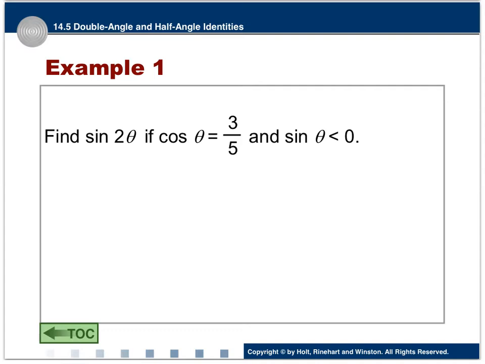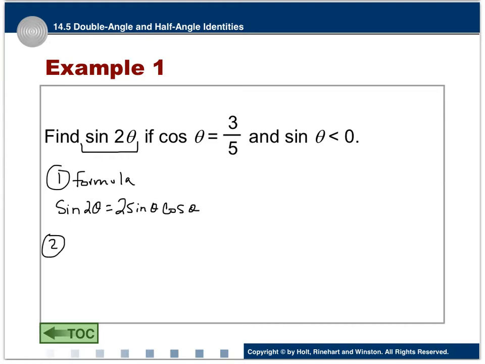Basically, I want to first identify what formula or identity I'm going to use. I know that sine of 2 theta is equal to 2 times sine of the angle times cosine of the angle. Okay, so the next step, I am going to identify my quadrant for my angle.